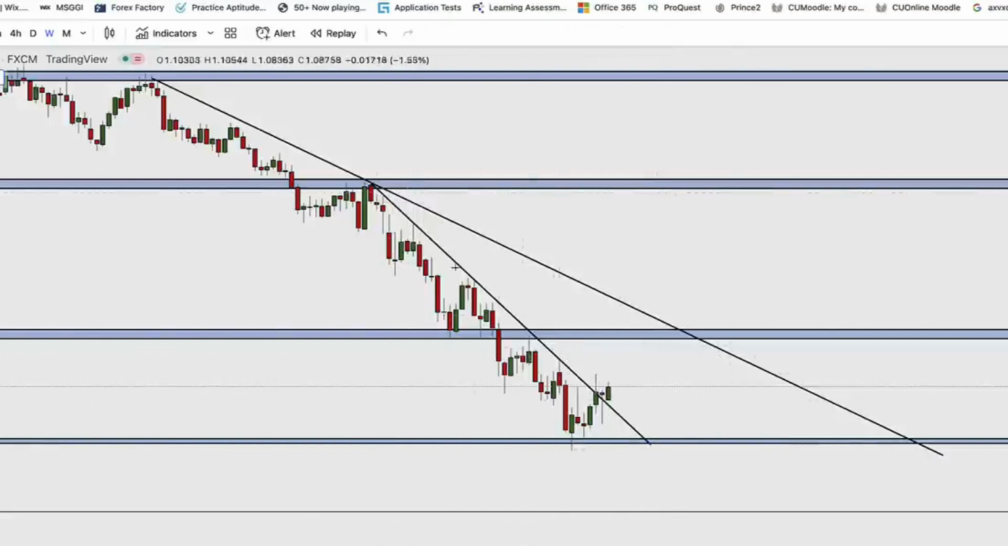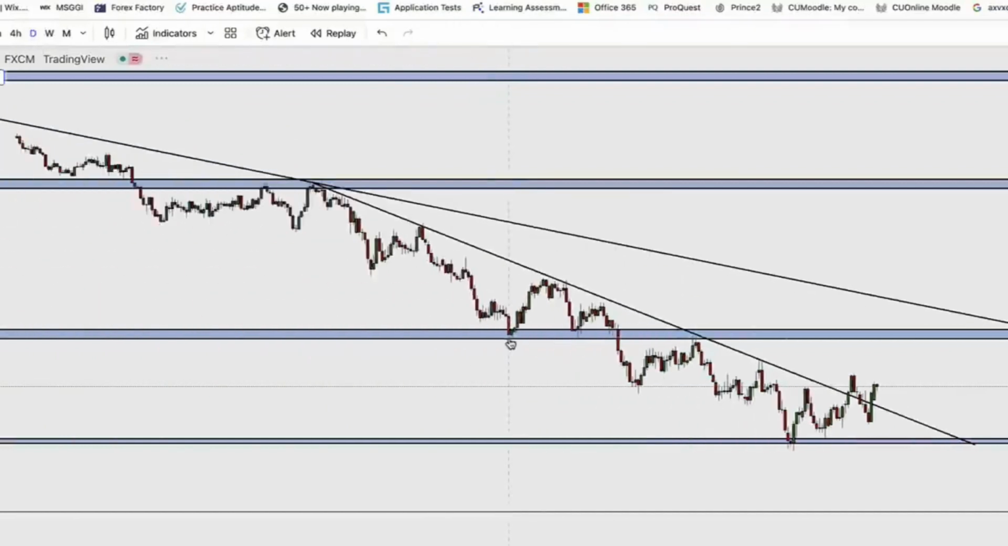As you can see, the inner trend line of the weekly time frame has been breached. This is the outer trend line and this is the inner trend line. The inner trend line has been somewhat breached. If I want to see things a bit more clearly, I'll come to the daily time frame.